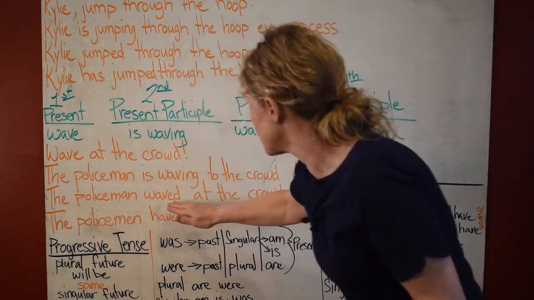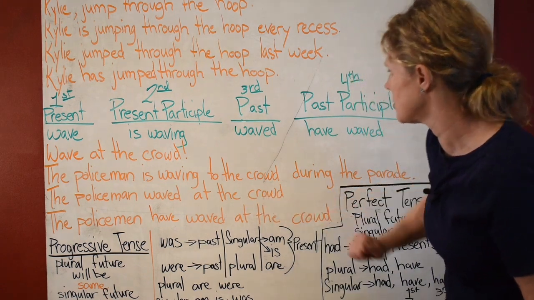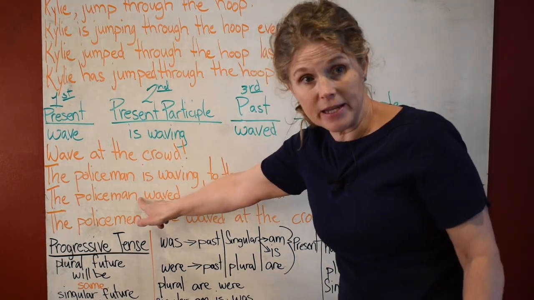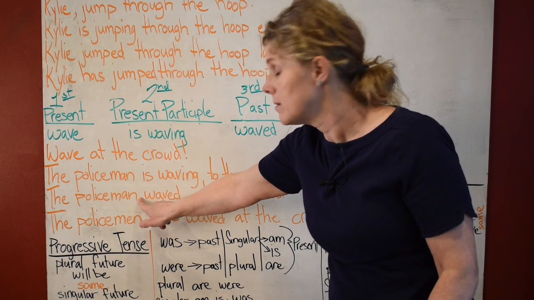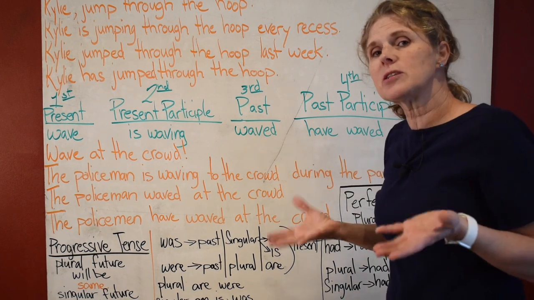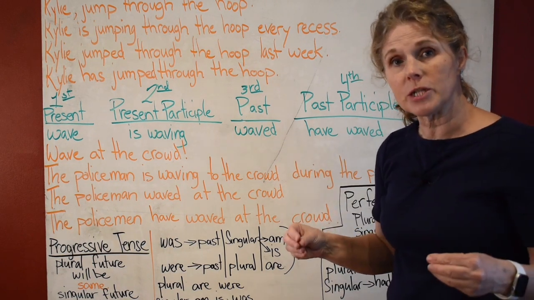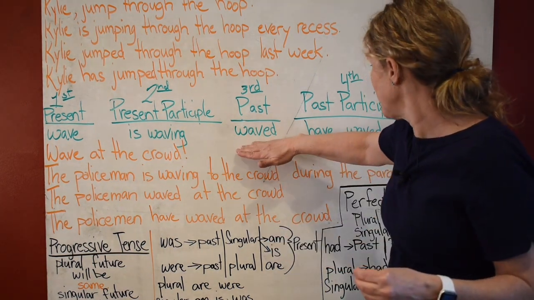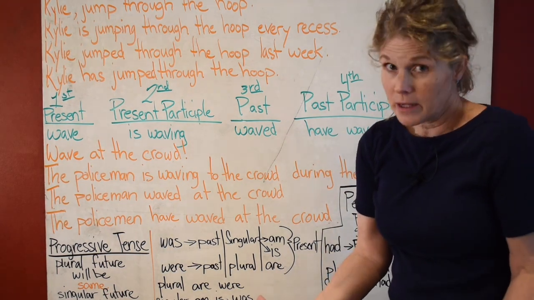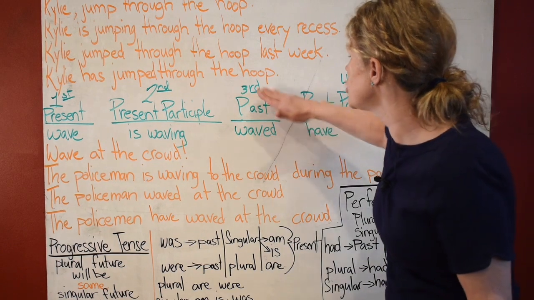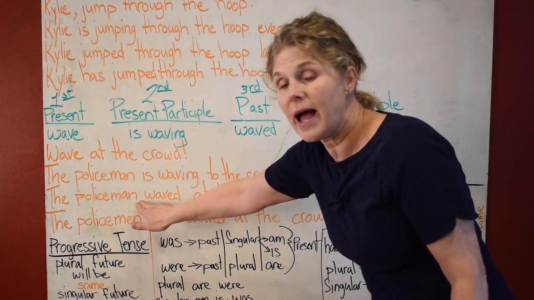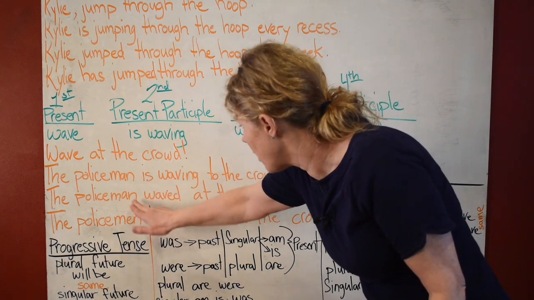The policeman waved at the crowd. Okay, see right here how this doesn't have any sort of helping verb right here. Do you see that? So this just sits in the past. And see, this is why it's confusing when you look in the dictionary where it says waved and then you have the past participle is waved. Well, they're the same thing in a sense. But this is your simple past. It doesn't have an auxiliary verb helping it out.